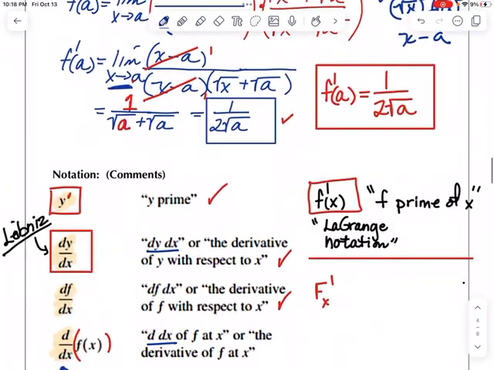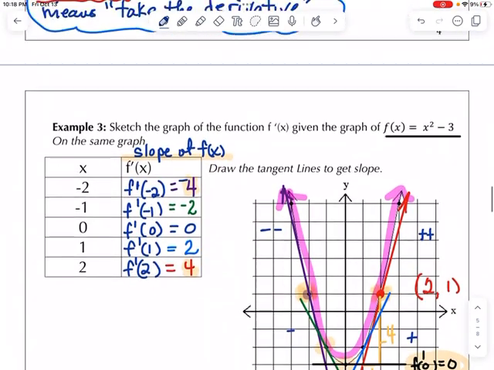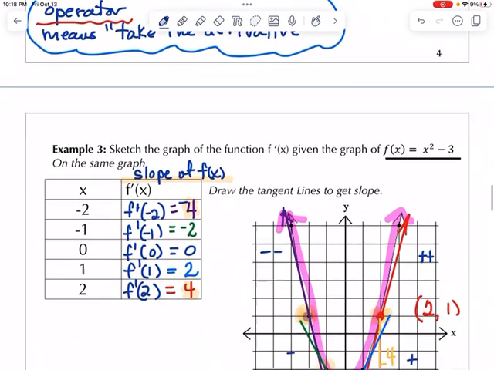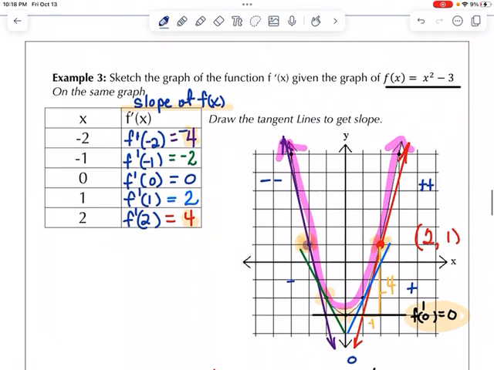Okay, so it looks like we are right here. Now I'm going to go over this pretty quickly, just to save some time. If you notice, I have this graph of f of x is equal to x squared minus 3, and I want to sketch the graph of f prime of x. So I've got to get the tangent lines on the graph, and I want to say, all right, what is the slope of the tangent line?